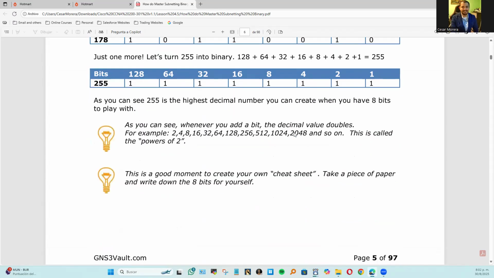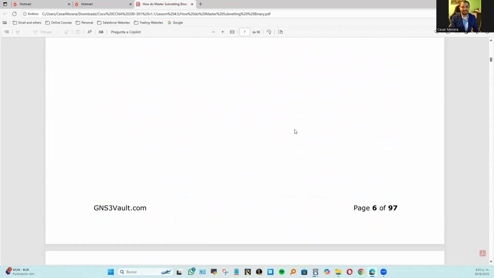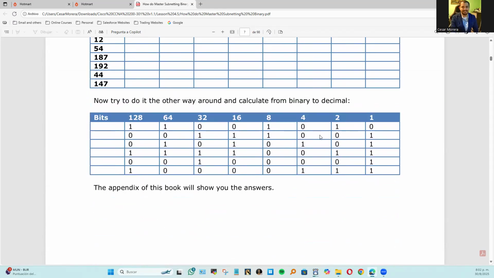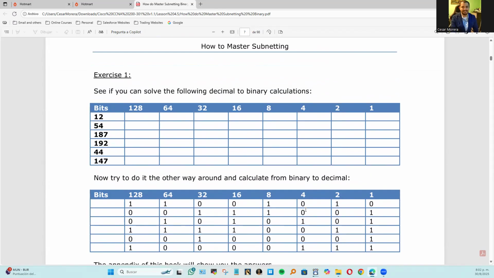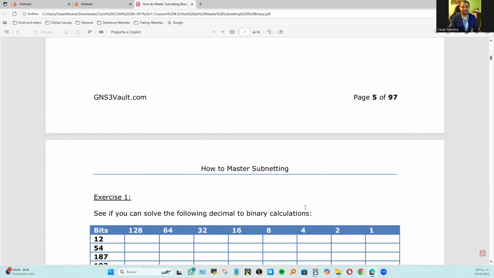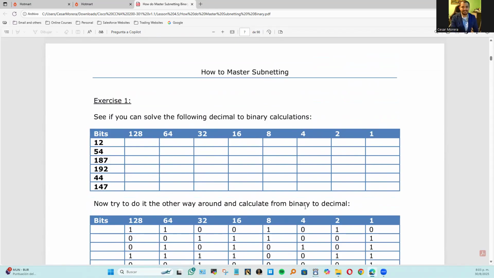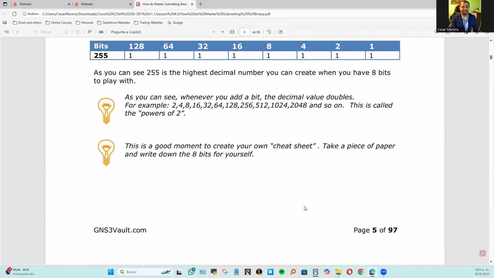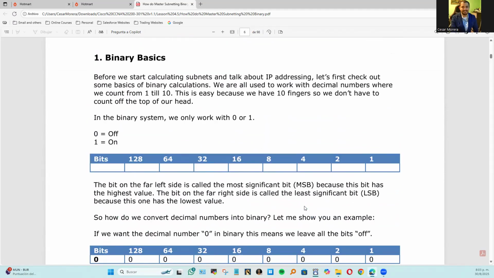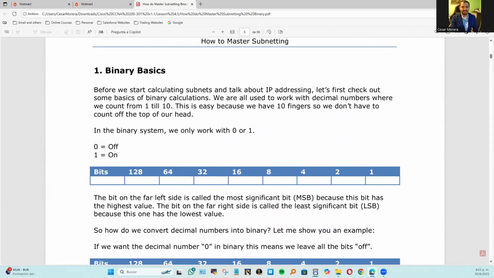Now let's go back to binary just to close this chapter for today. And that's pretty much it. At the appendix of this book, we will show you the answers and your result. They are on page 61. So that's pretty much everything we need to learn until this point about binary conversion. I hope that you have learned from this lesson. Remember, practice makes perfect.